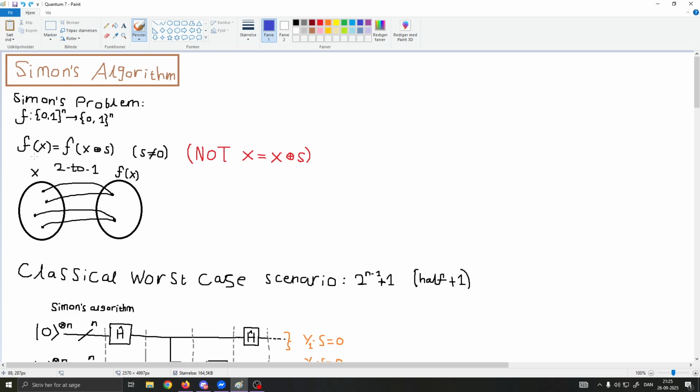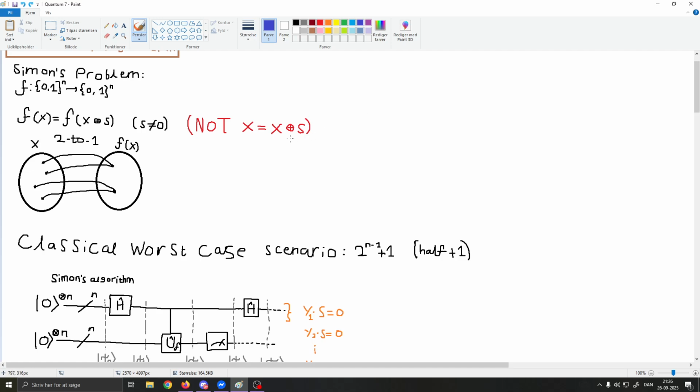Now, when I first heard about this, there was a misunderstanding that I personally made, and I want to make it clear so you guys don't make the same mistake. Do not misunderstand this in the sense that x is the same as x summed together bitwise with this mask or key. This is not the case. The 2-to-1 mapping happens because of the function, not the mask itself.